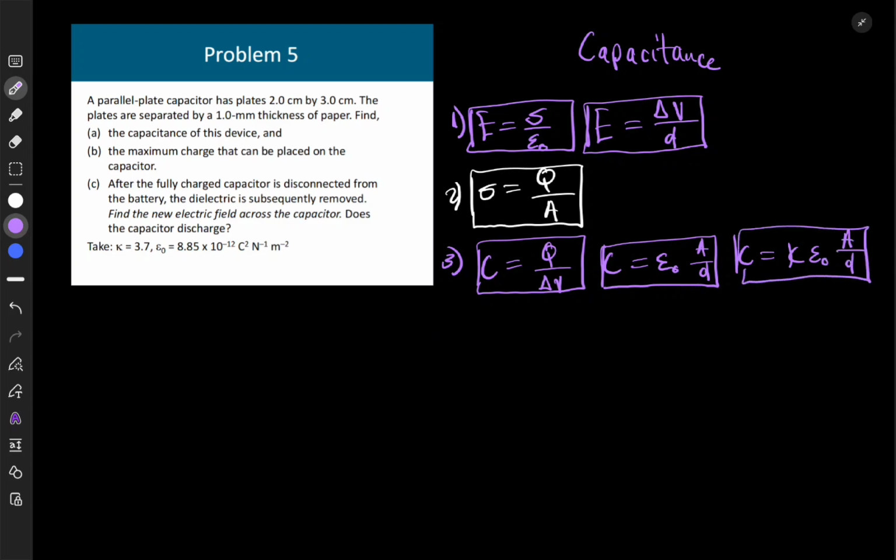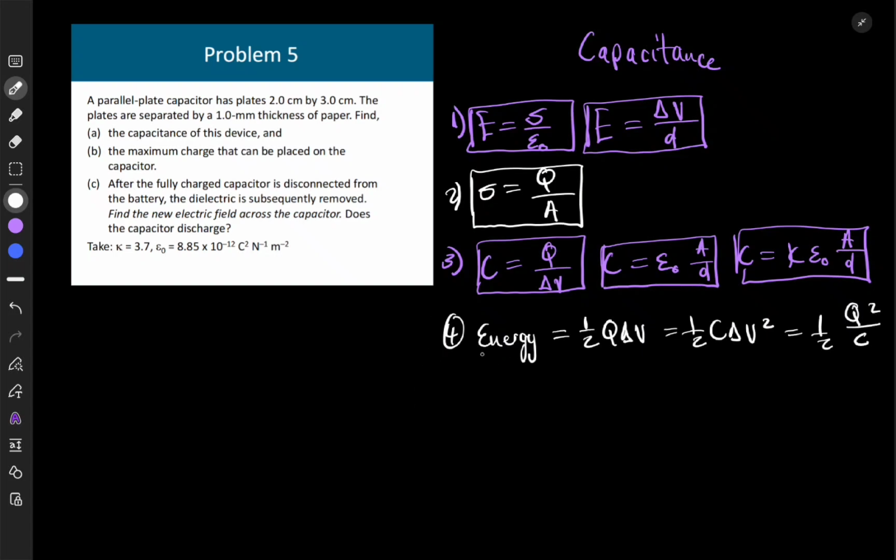Then finally, we have the fourth formula, which is for the energy stored in a capacitor. We use one of 3 versions and we just write them together. Either it's half Q delta V, or it's half C delta V squared, or it's half Q squared over C. These are the formulas for energy, and we are done. Only this? Yes, only this.